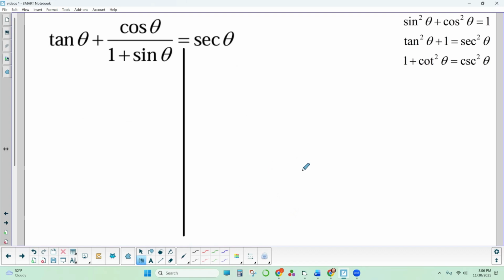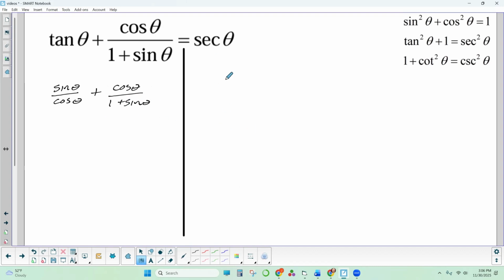So this one, I'm going to work on the left side of the equation. And the first thing I'm going to do is rewrite tangent in terms of sine and cosine. So using a quotient ID, tangent theta is simply sine theta over cosine theta. And I've got that plus cosine theta over 1 plus sine theta.